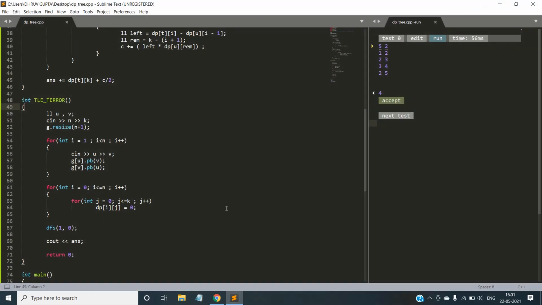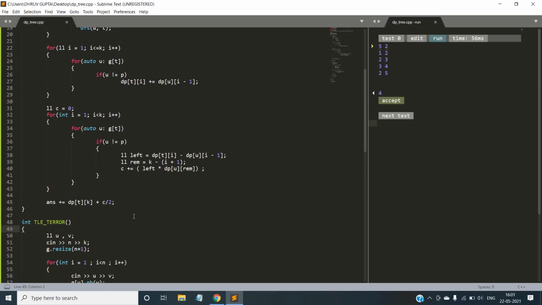So now let us start with the code of the part. So here is the code that I have written. First, we will take all the input edges. Here G is the adjacency matrix, which contains the edges. So we have taken all the n minus 1 edges and then we have initialized the two-dimensional dp to 0. Then we'll call the DFS function.